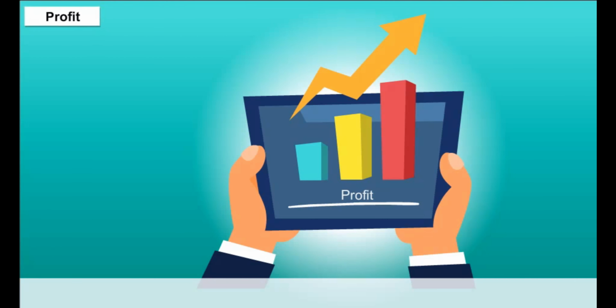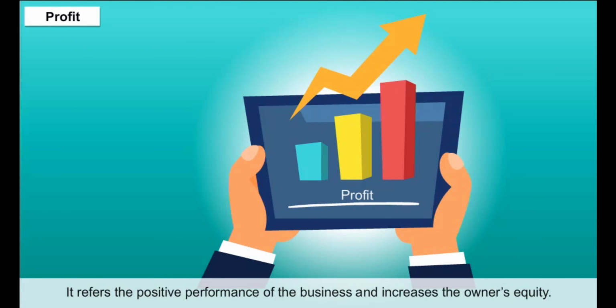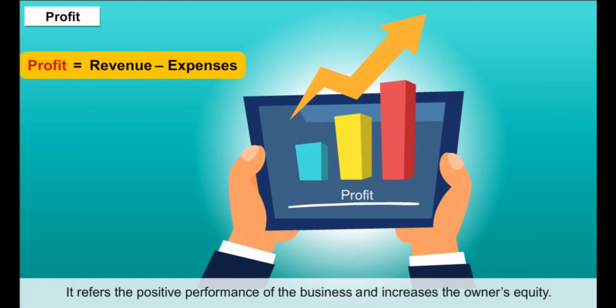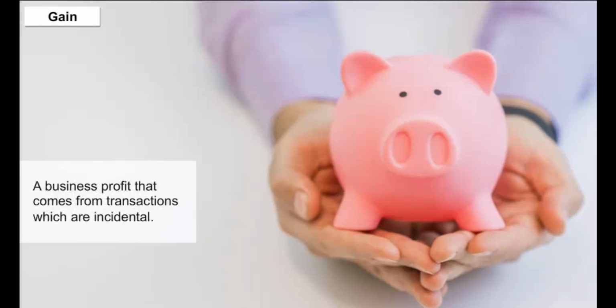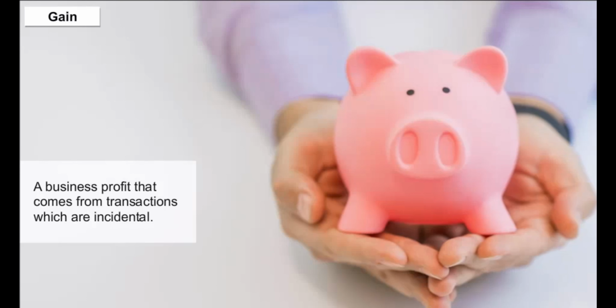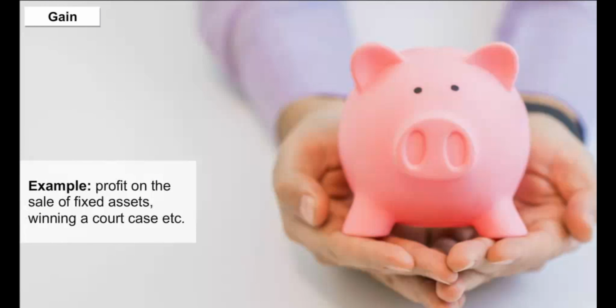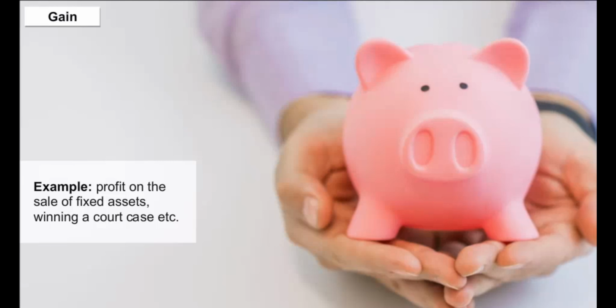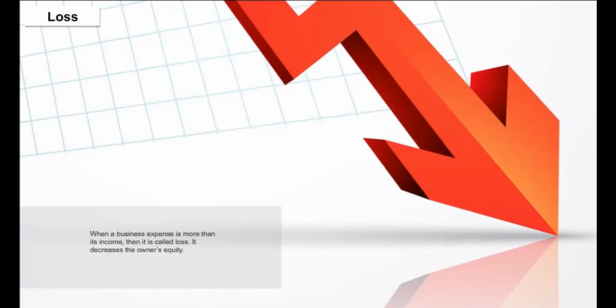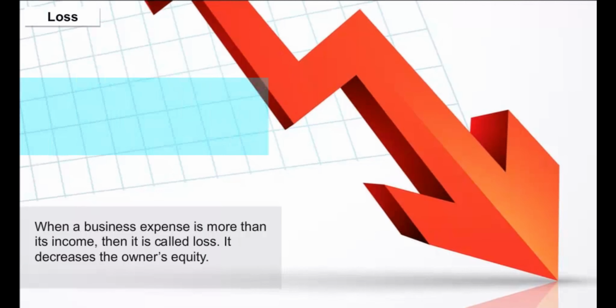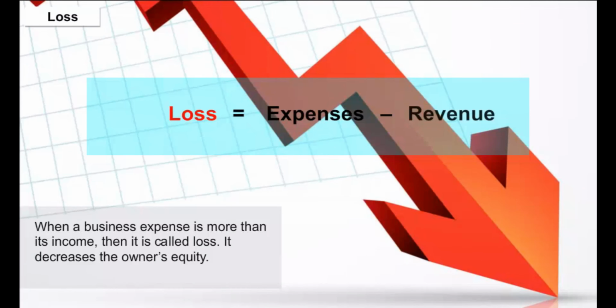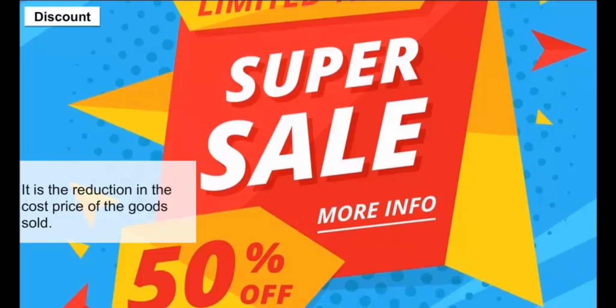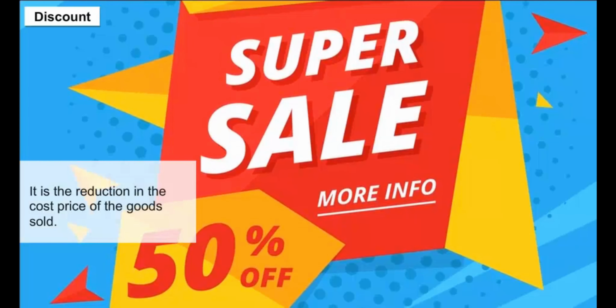Profit. It refers to the positive performance of the business and increases the owner's equity. Profit is equal to revenue minus expenses. Gain. A business profit that comes from transactions which are incidental. Example, profit on the sale of fixed assets, winning a court case, etc. Loss. When a business expense is more than its income, then it is called loss. It decreases the owner's equity. Loss is equal to expenses minus revenue. Discount. It is the reduction in the cost price of the goods sold.